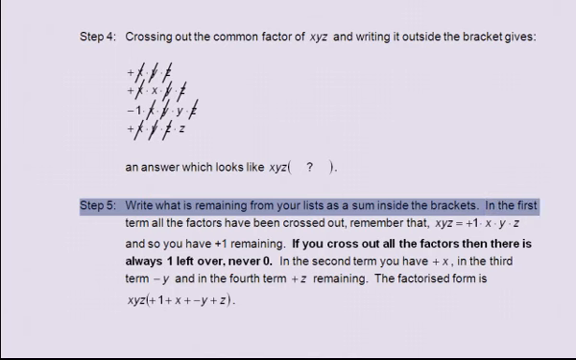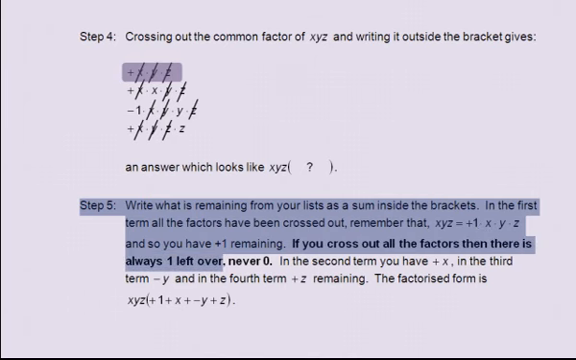In the first term, all the factors have been crossed out. Remember that x, y, z equals plus 1 times x times y times z, and so you have plus 1 remaining. If you cross out all the factors, then there is always 1 left over, never 0.